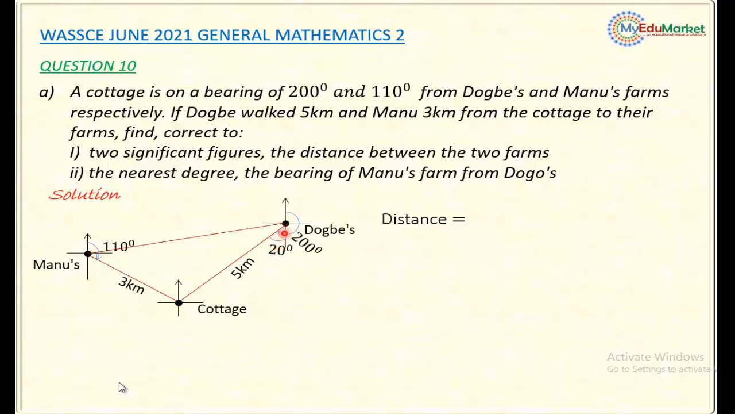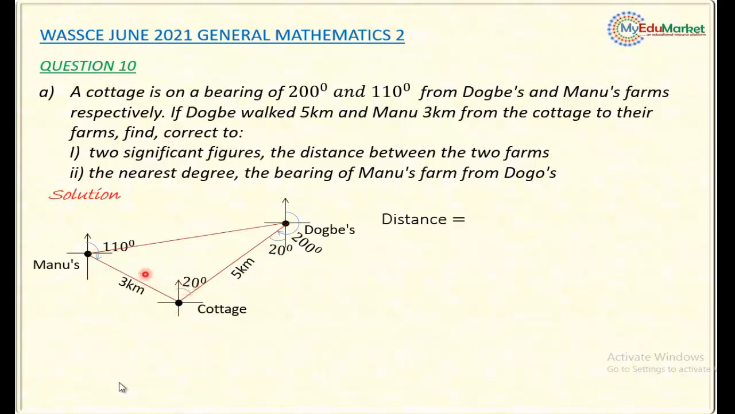Why is it 20? Because from here down here is 200, and from here down here is 180, an angle on a straight line. So subtracting 180 from 200 leaves me with 20. So this angle is 20. The next angle that I'll extract: if this is 20, this angle will also be 20. The reason is they are alternate angles, because this line and this line are parallel. So if this is 20, this also is going to be 20.